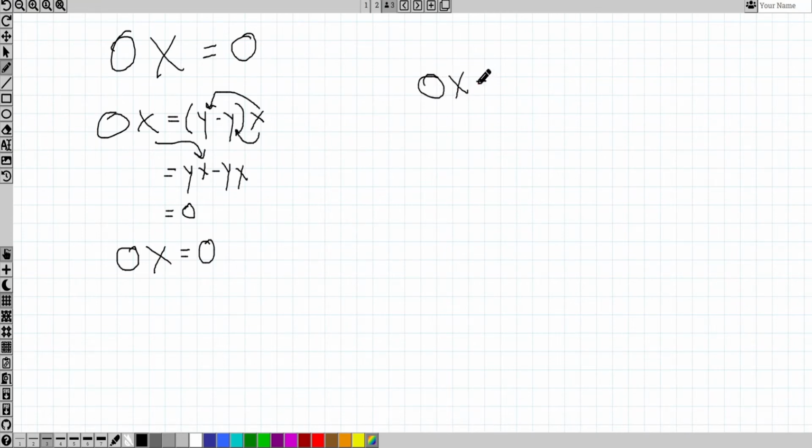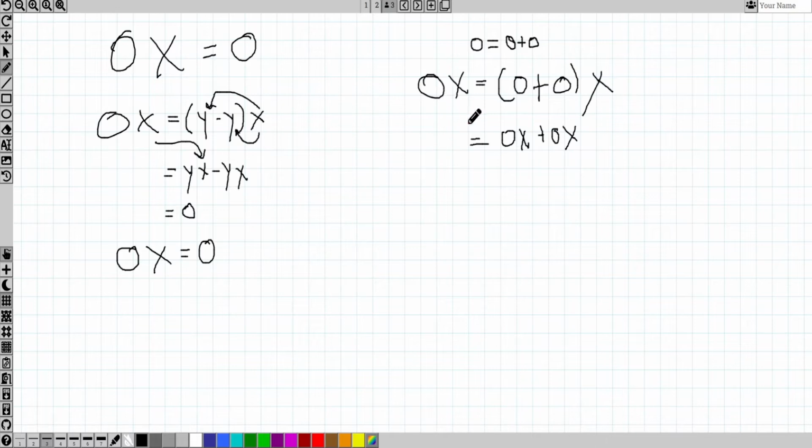Now here's the less efficient way, which is 0x equals 0 plus 0. Really nothing different from the first one, but instead of using something minus itself, we're just using the fact that 0 is just itself plus itself, right? 0 plus 0 is just simply 0. Now we use the distributive property again. I don't know why I wrote an x here. This is 0x plus 0x. Now we can put the ends of the equation together. 0x equals 0x plus 0x.